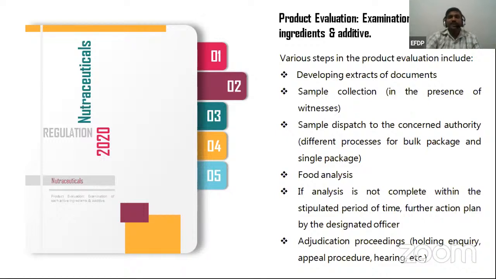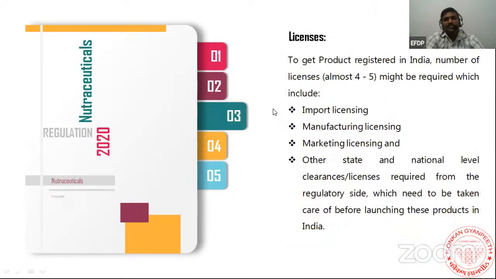Then sample dispatch to the concerned authority, which is nothing but bulk packaging or single packaging. So likewise, various aspects are required for the product evaluation, and it is a very tedious process, but it has now been simplified by the Indian government from 2020. That is, a new amendment came in FSSAI.